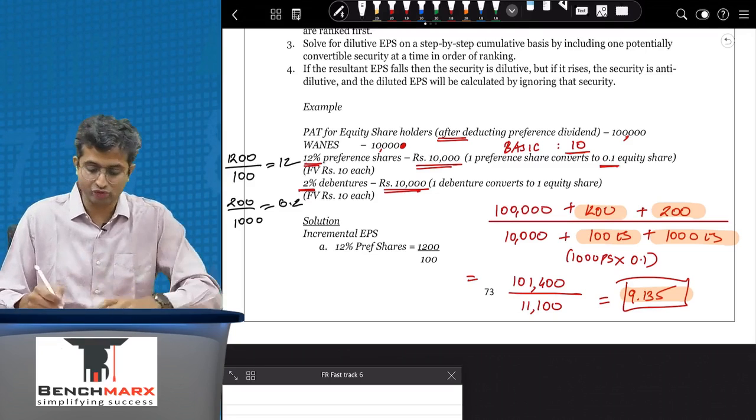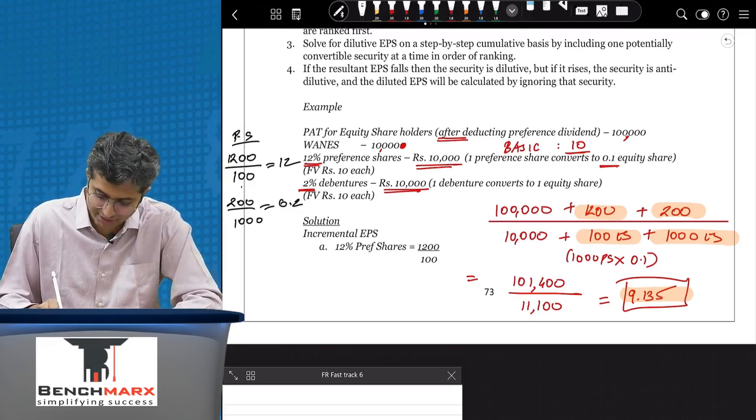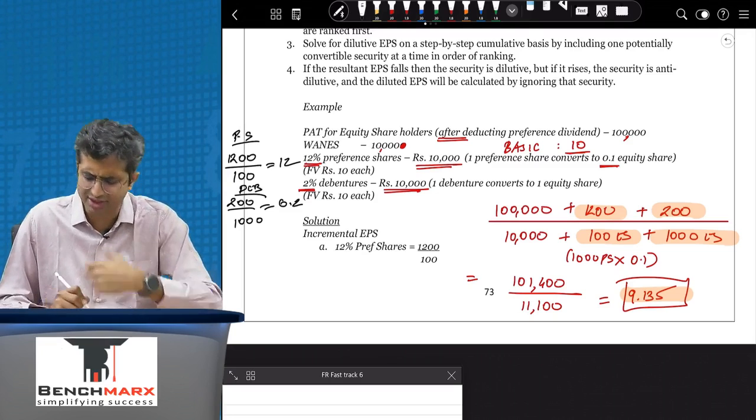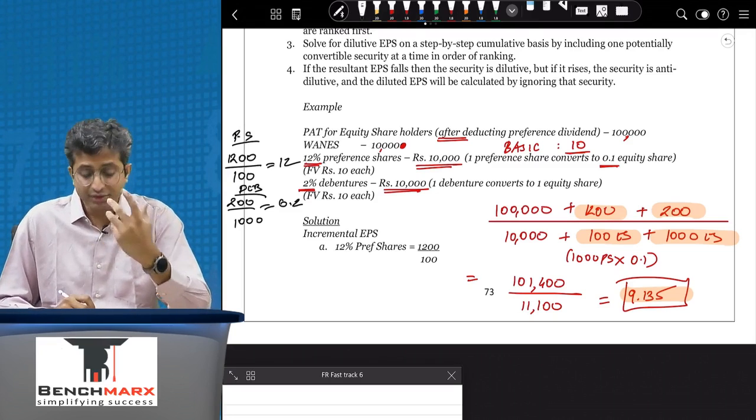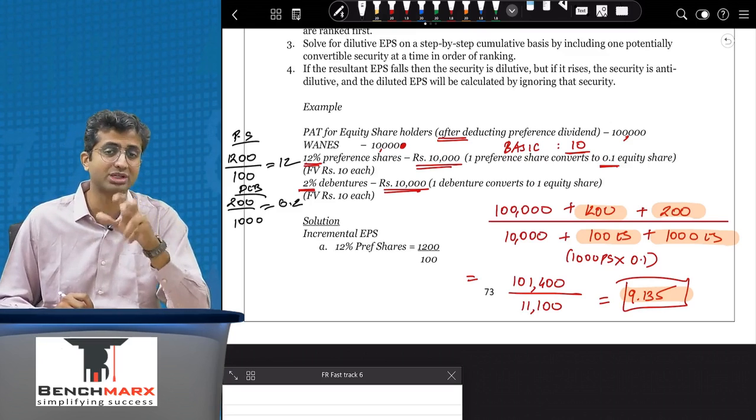Well, for the preference shares that are converted, the cost saving is around 12 per share. That is a big cost saving. Whereas for the debentures that are converted, the cost saving is barely 0.2. Which means, which of the two do you think is more dilutive? Which of the two is almost certainly going to result in a dilution?